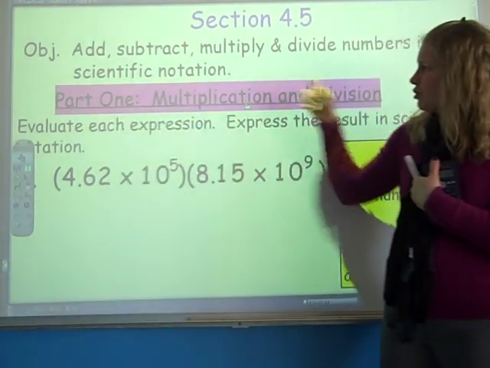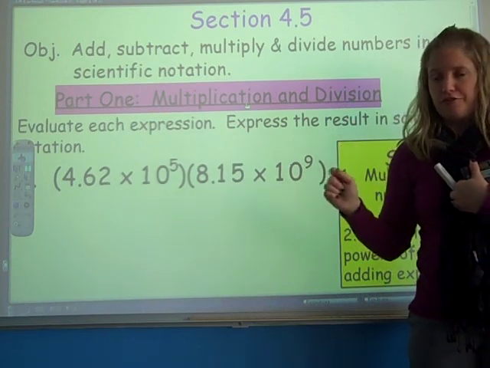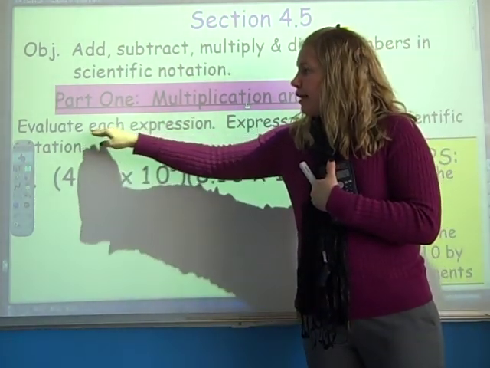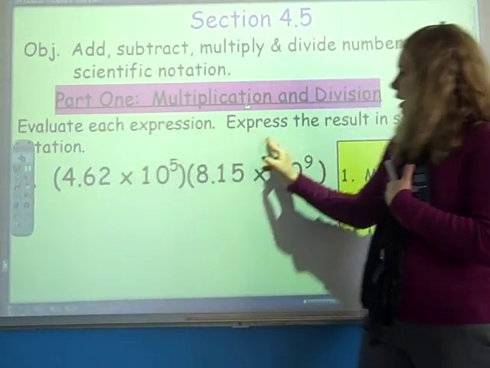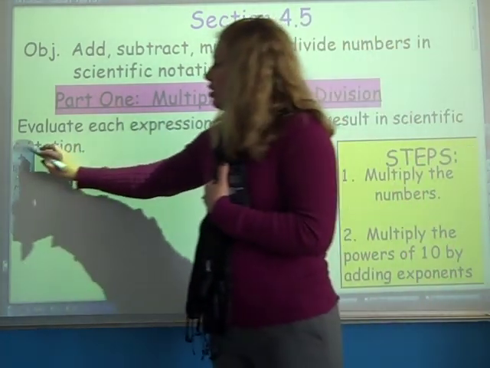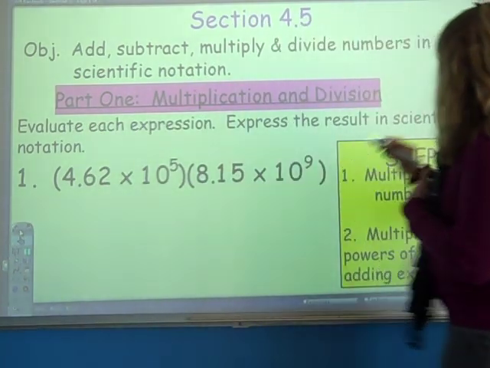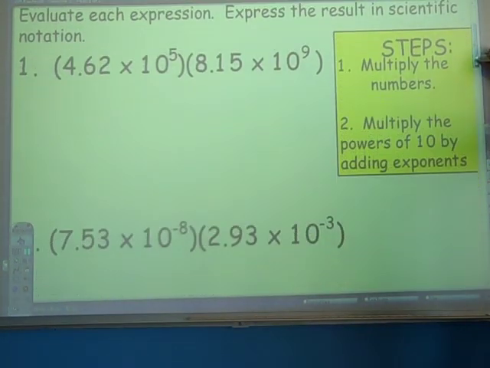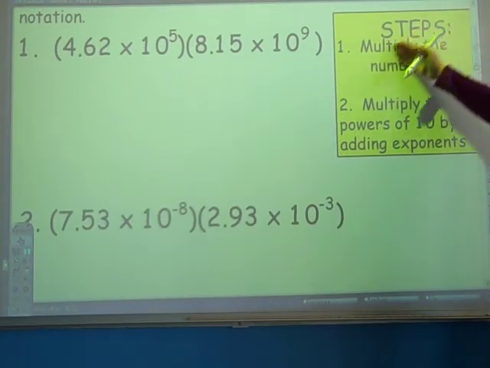Part 1, I'm going to group multiplication and division together first. We're going to evaluate each expression, and we're going to express the result in scientific notation. Okay, so all of our answers need to be in scientific notation. Here are my steps over here in the yellow box.